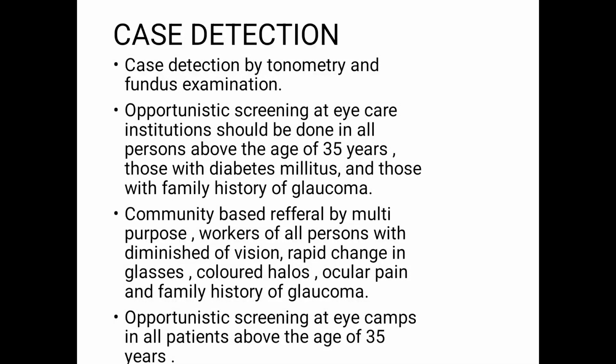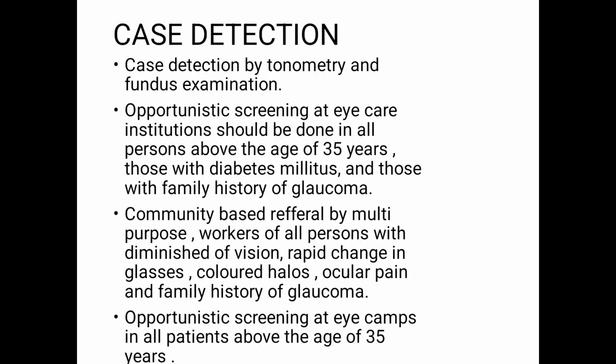Case detection. Now how can we detect whether a person has glaucoma or not? How do we select the case and detect the case of glaucoma? Case detection is done by tonometry and fundus examination. In tonometry, we find out the pressure of the eye, which is done by a tonometer, such as the non-contact tonometer, NCT, or by AP. Different machines are available so that we can detect the pressure of the eye and determine whether the patient has glaucoma or not.